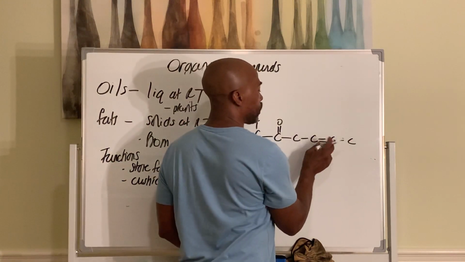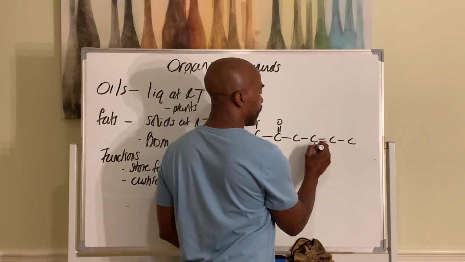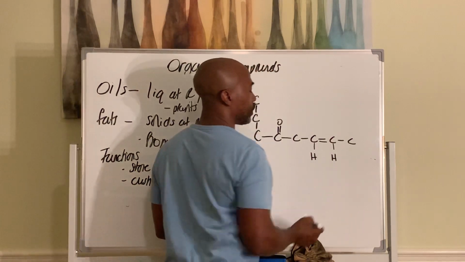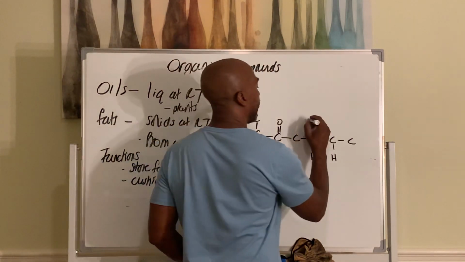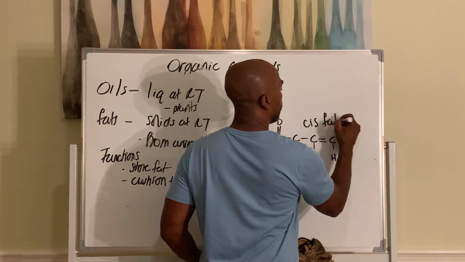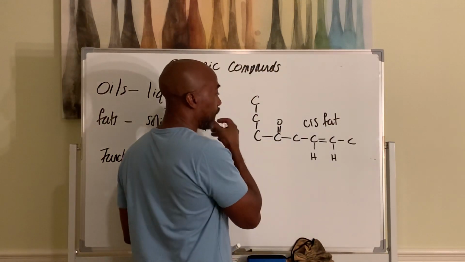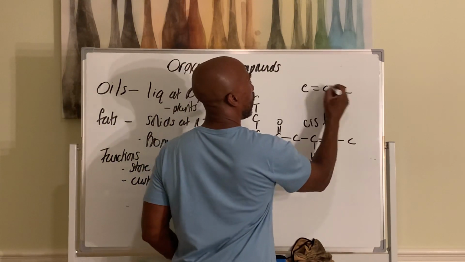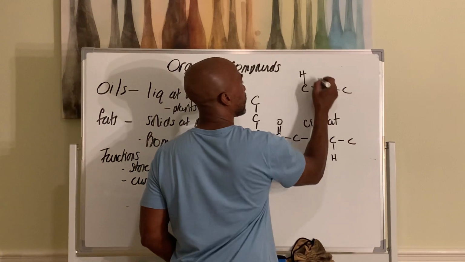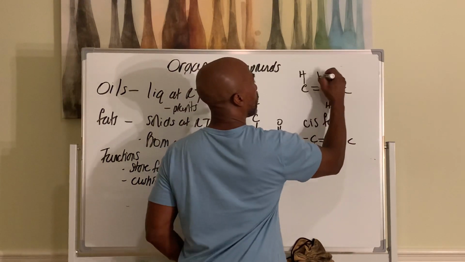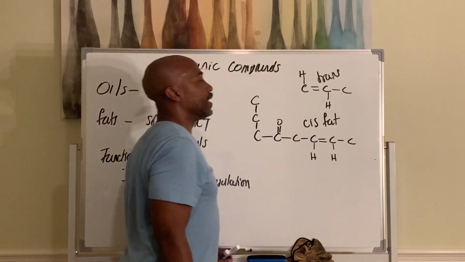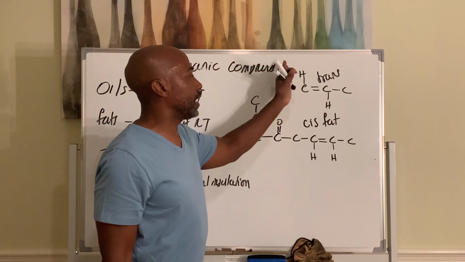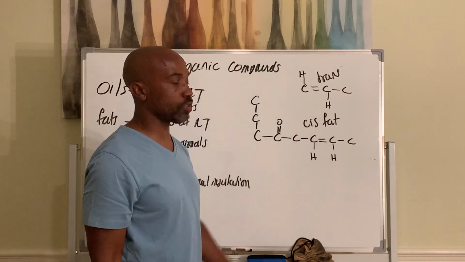And sometimes in the double bond, the H's can be on the same side. Okay? If they're on the same side, this is called a cis fat. Cis means same side. Sometimes, however, in the double bond, the H's may be on opposite sides like this. That's called a trans fat. So cis fat, the H's on the same side. Trans fat, they're arranged diagonally across each other.